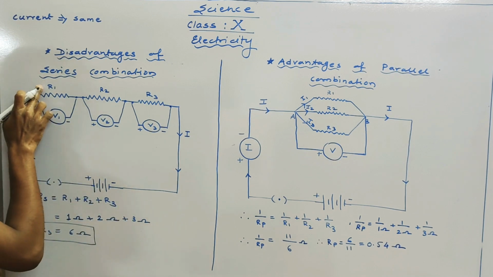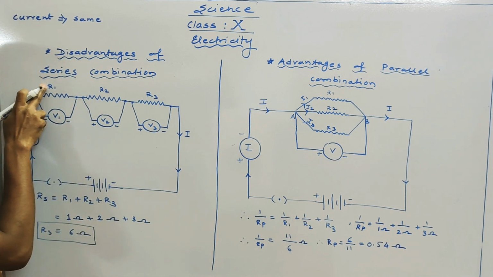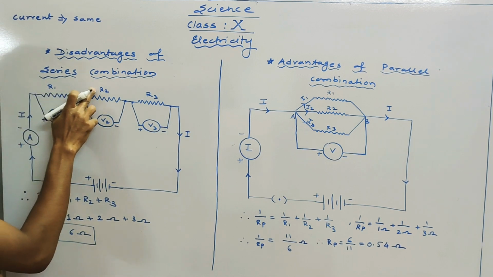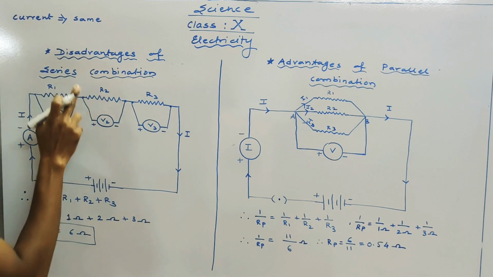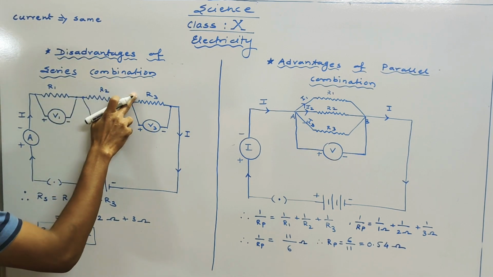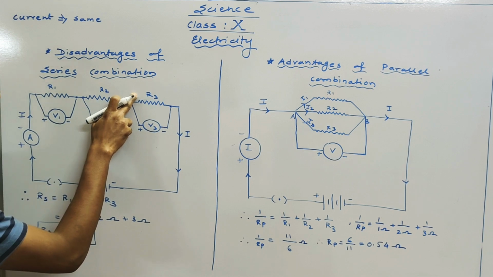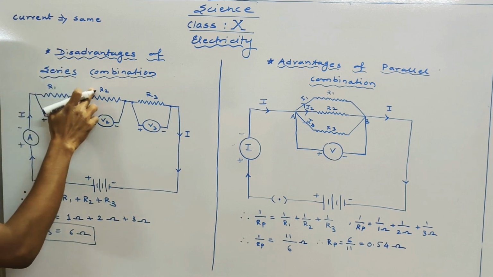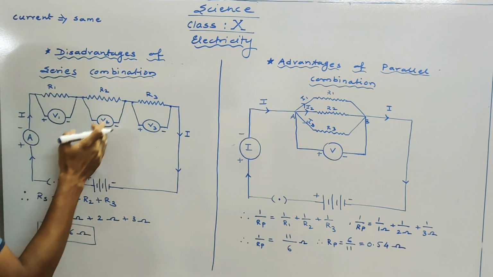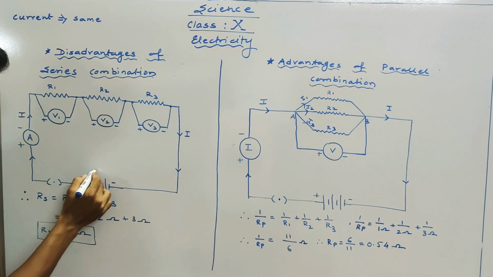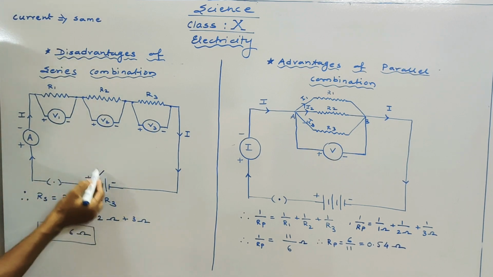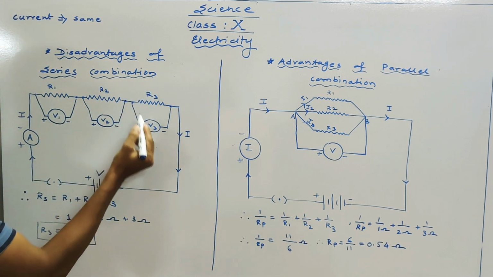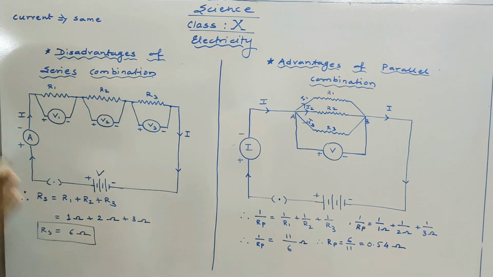So when the current I flows through R1, the amount of work done is given by the voltage V1. When the current I flows through R2, the work done is given by the voltage V2. The same current I flows through R3, then the voltage is given by V3. So R1, R2 and R3 have different voltages. The total voltage provided by the battery is V and this V is shared: R1 utilizes V1, R2 utilizes V2, R3 utilizes V3, because R1, R2 and R3 have different values.